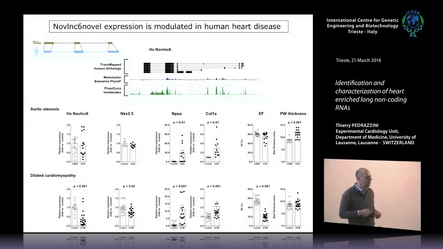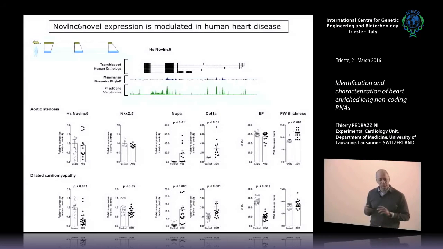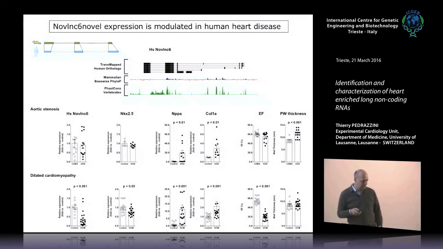And importantly, we can also find a situation in humans in which this particular transcript is modulated. We have considered aortic stenosis, in which function is maintained, and dilated cardiomyopathy, in which function is decreased. And you can see that in this situation, novel link 6, the human ortholog, is downregulated, and we even detect downregulation of NKX 2.5, which is clearly relevant.